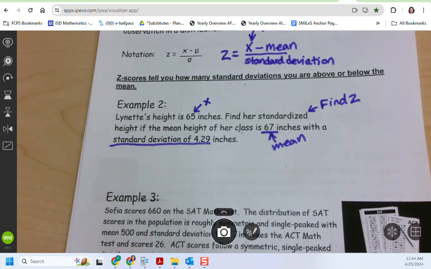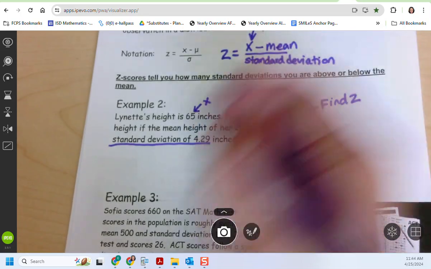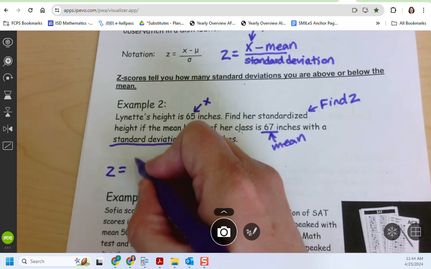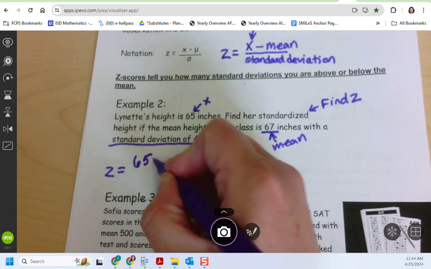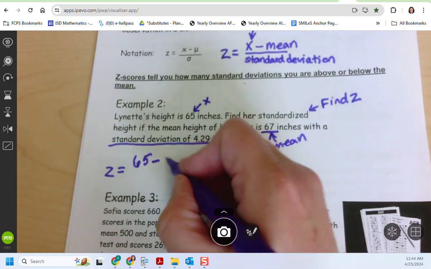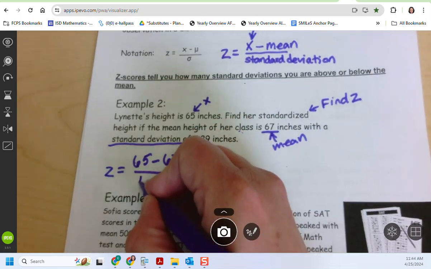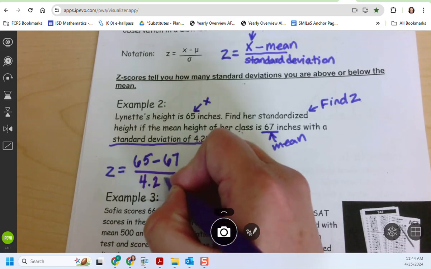Other questions? Okay. So I'm going to use this formula, z equals, and we said the x is 65, minus the mean, 67, over the standard deviation, 4.29.